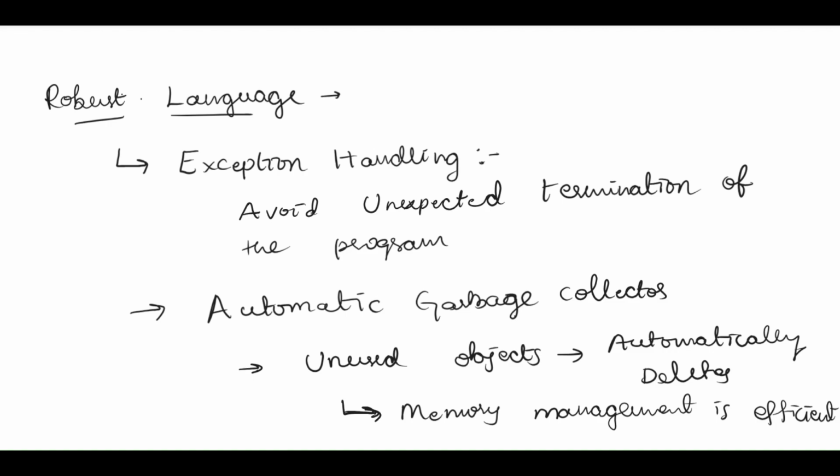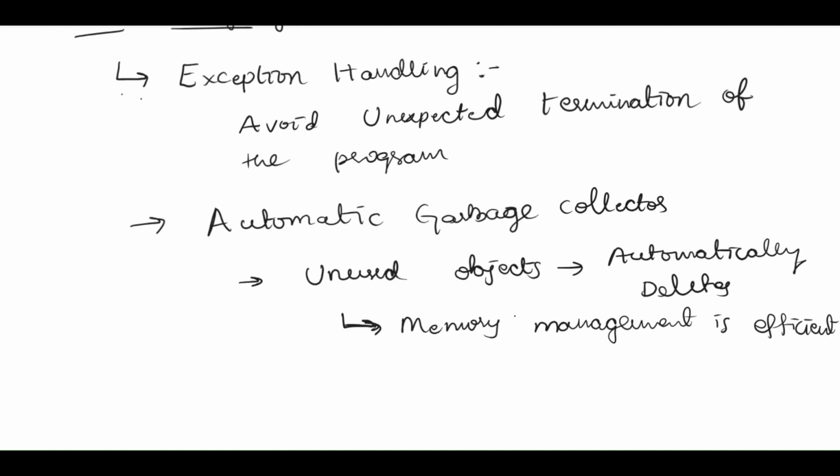So these are the two reasons that make Java a strong or robust language. In the case of exception handling, it will avoid unexpected termination, and the automatic garbage collector will maintain the memory management. So the memory management is very efficient due to the automatic garbage collector.